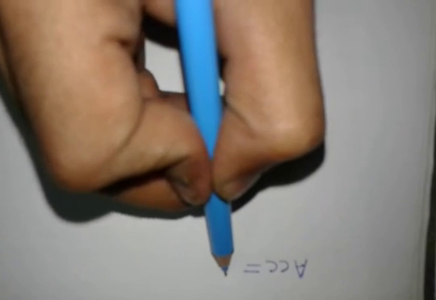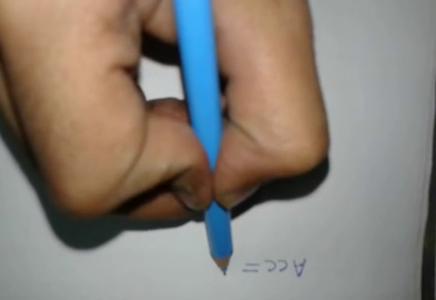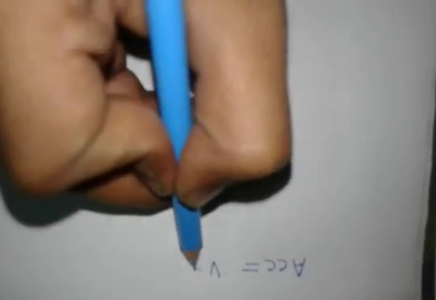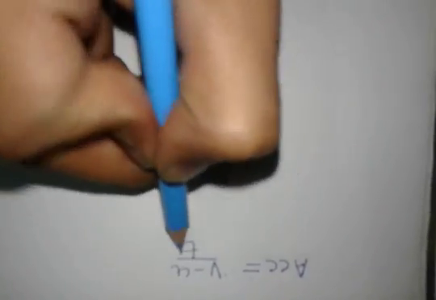Give you a basic idea of what an acceleration is. Okay, so acceleration, when I say acceleration, it is basically written as v minus u by t.